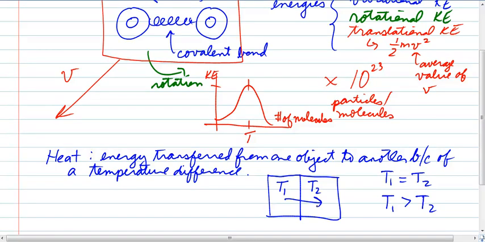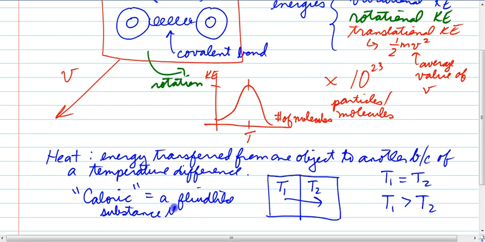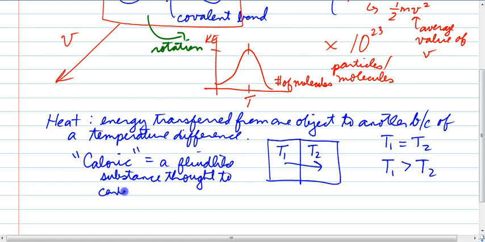And back in the day, they used to think that the flow of heat happened because of an actual fluid-like substance called caloric. So this was a fluid-like substance that we thought, well, this is probably 200 years ago. And it was thought to sort of control the flow of heat, or energy.